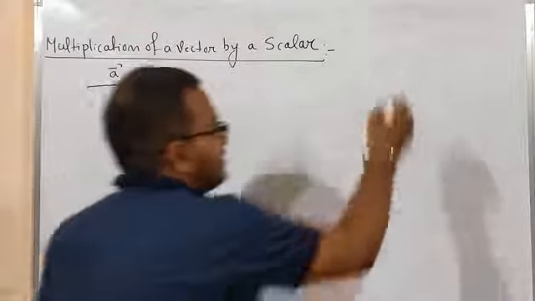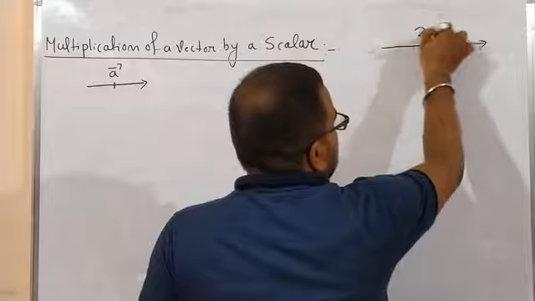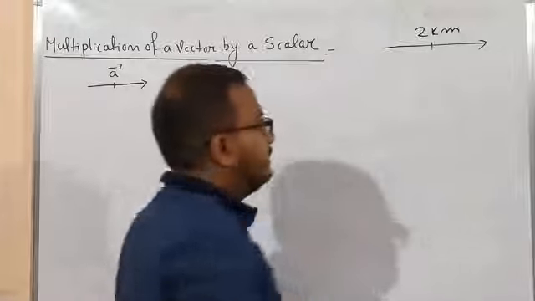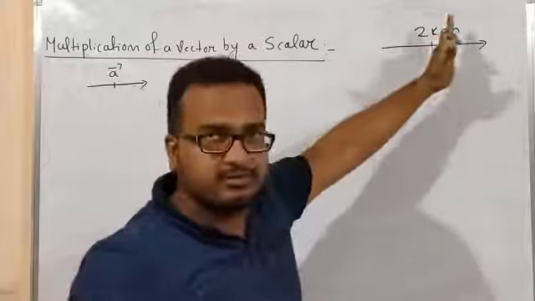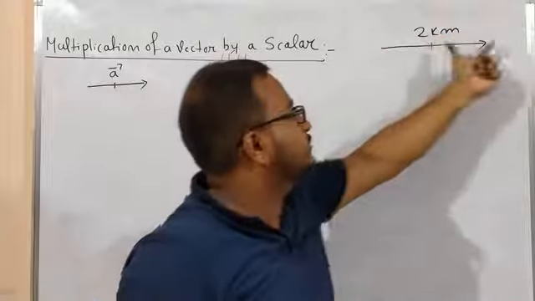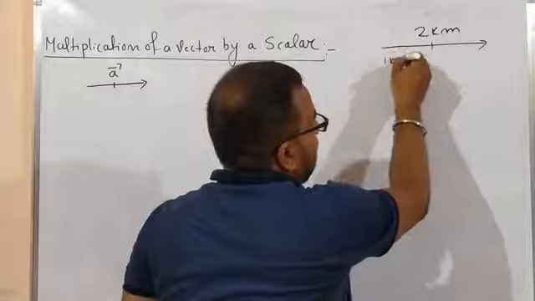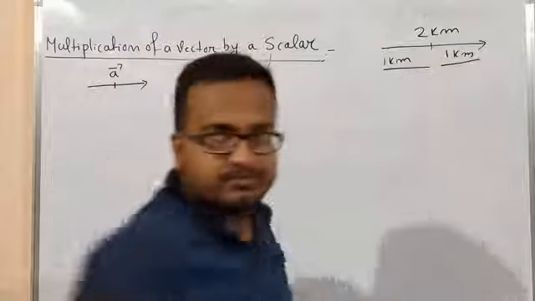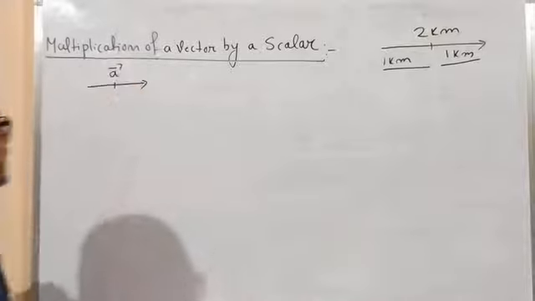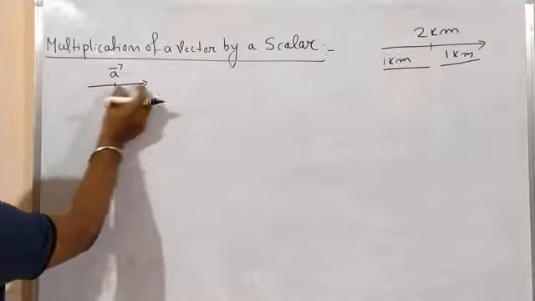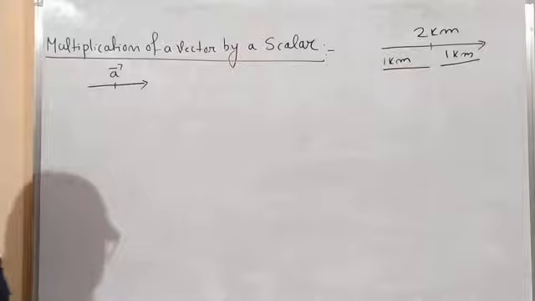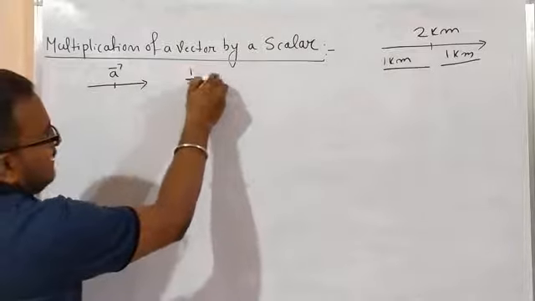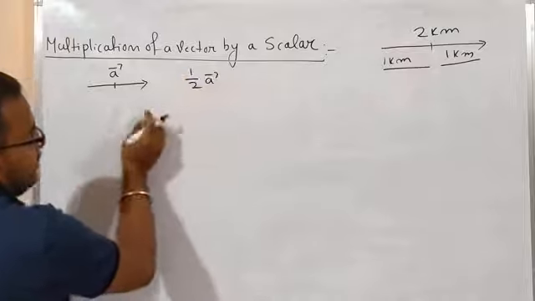The meaning is, suppose any vector is there, it is 2 kilometers, so I just divide this vector into 2 equal parts. This is 1, this is 1. So I can say this is 1 kilometer and this is another 1 kilometer. So it is my unit vector, it is another unit vector. Okay? So this is 2 parts, 1 unit, another unit. Okay? So if I multiply this vector with half, half A vector, now what will this be?